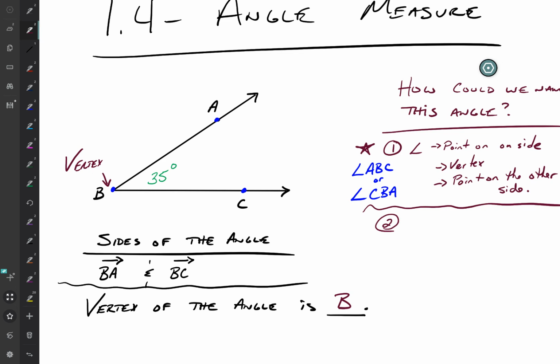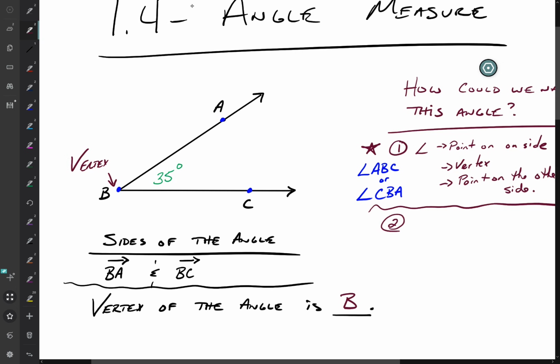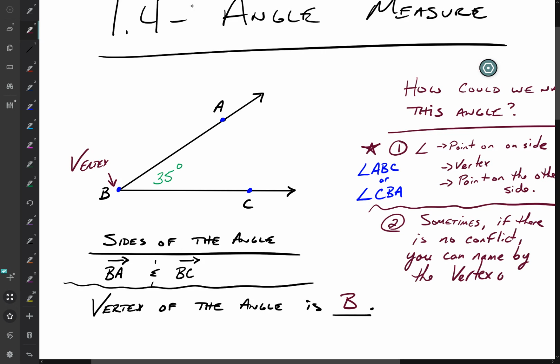Because there's just too many factors that could change from this one to that one, you know what I mean? So you've got to make yourself do that. Sometimes, if there is no conflict, you can name it by the vertex only.